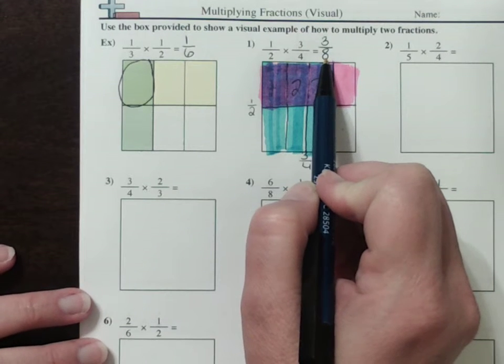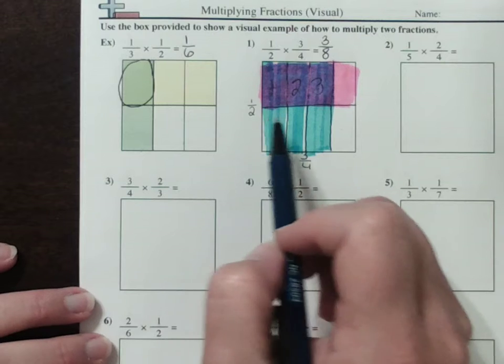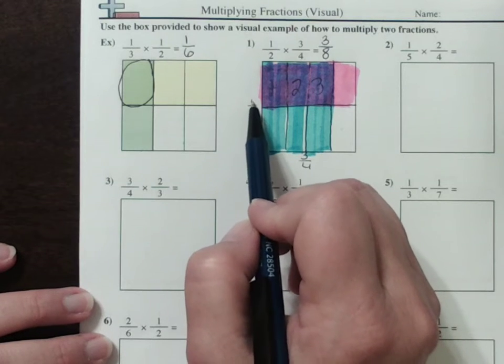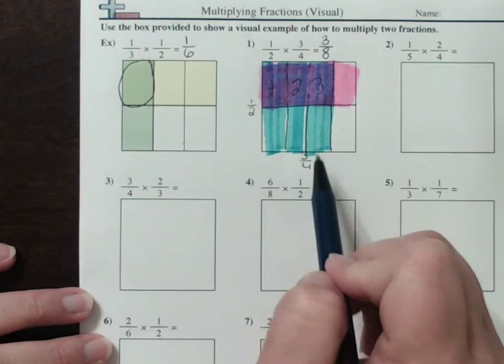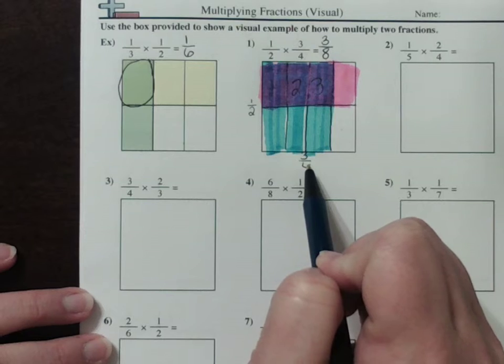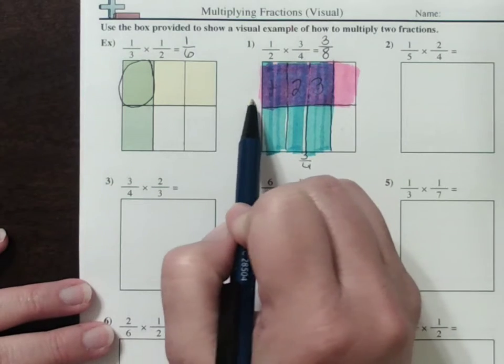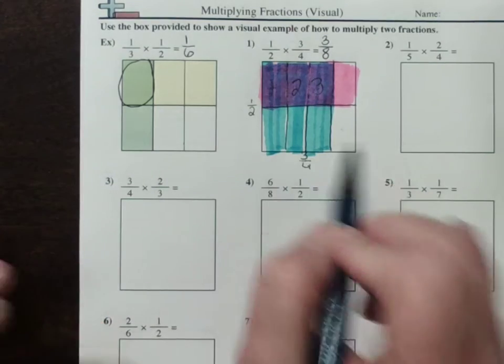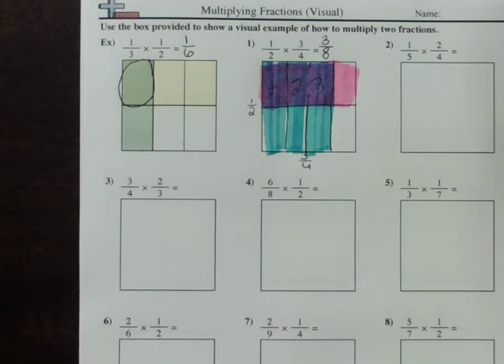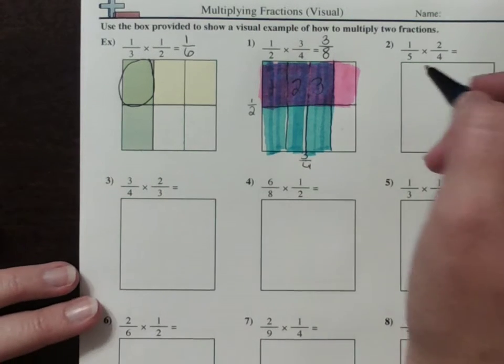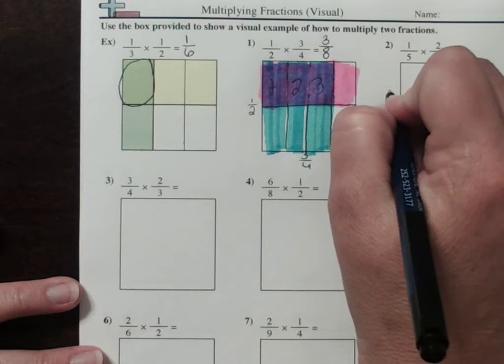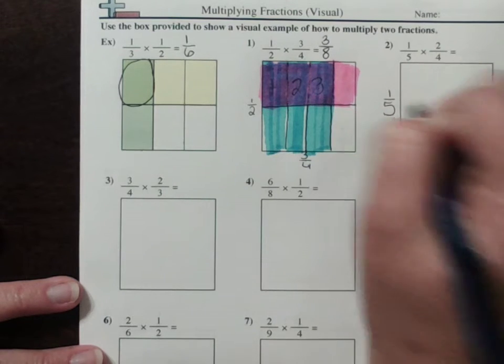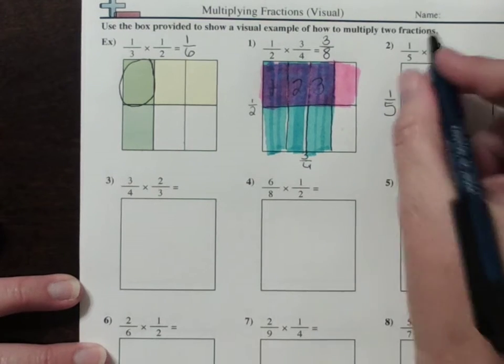Okay. Now, another thing is we put a half on the left and we did the fourths on the bottom. It doesn't matter if I wanted to put the 3/4 here and put the 1/2 here. I can cut it either way. Okay. All right. Now my next problem is fifths. All right. So if we want to put 1/5 and then times 2/4.